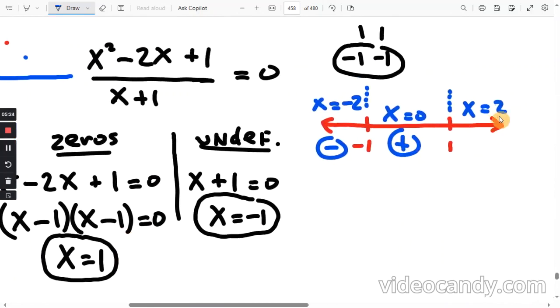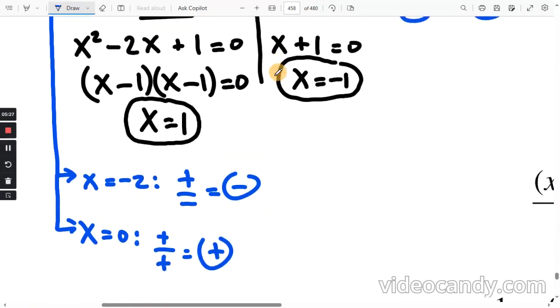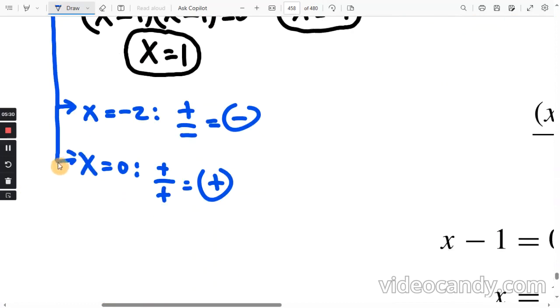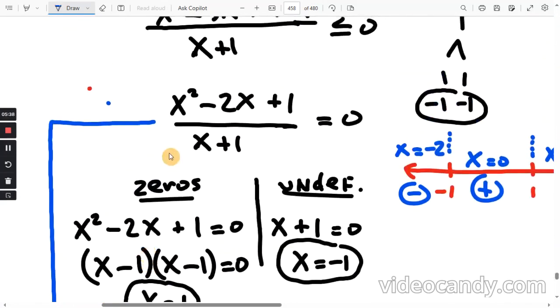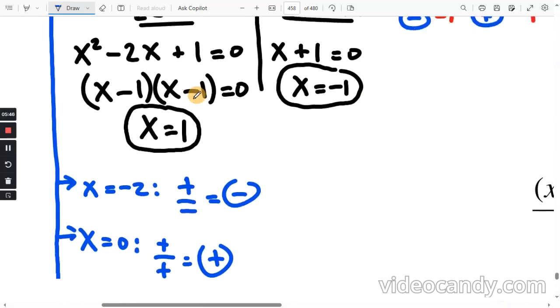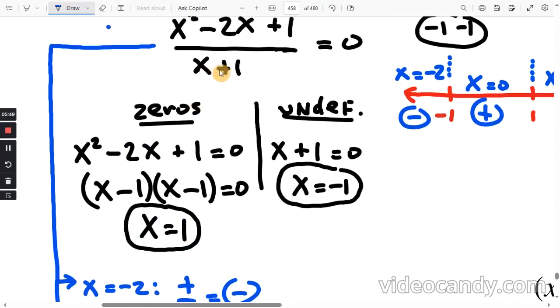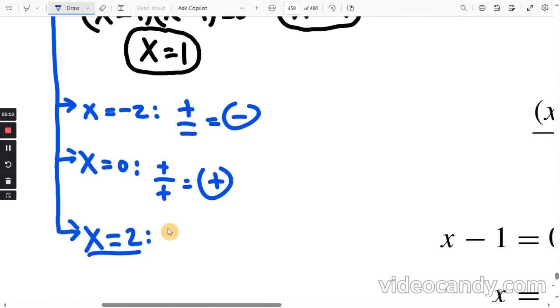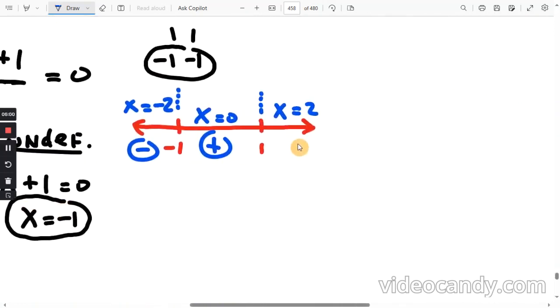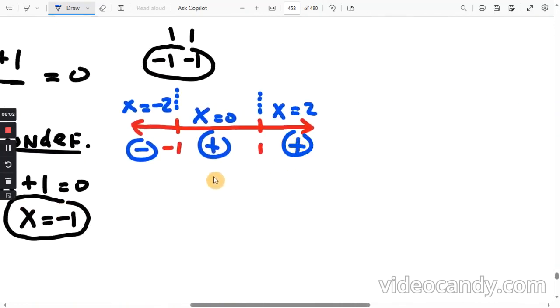And the last one, x equals 2. All right. Going down here, x equals 2. If we put in a 2, 2 squared is 4. Minus 2 times 2, that's negative 4. That's 0 plus 1 is positive. And then over here, 2 plus 1 is positive. So that's positive over positive. So that is also positive. All right, so that section is also going to be positive.